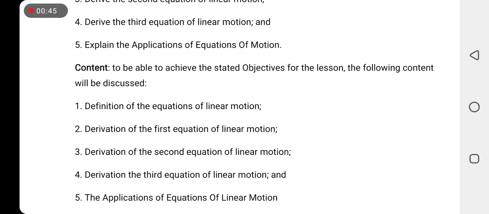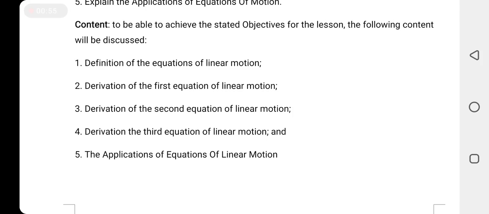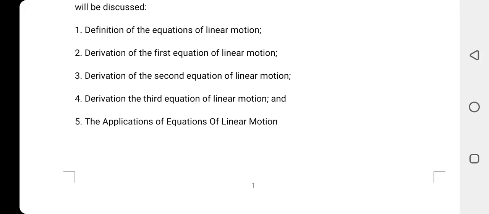To be able to achieve the stated objectives for the lesson, the following content will be discussed. 1. Definition of the equations of linear motion. 2. Derivation of the first equation of linear motion. 3. Derivation of the second equation of linear motion. 4. Derivation of the third equation of linear motion. And 5. Application of equations of linear motion.